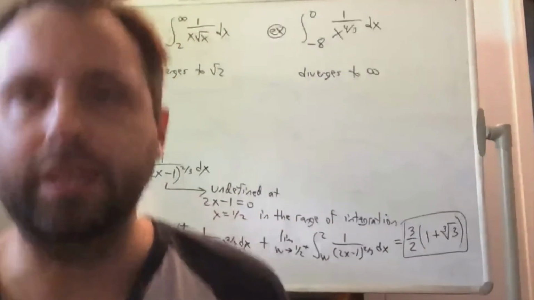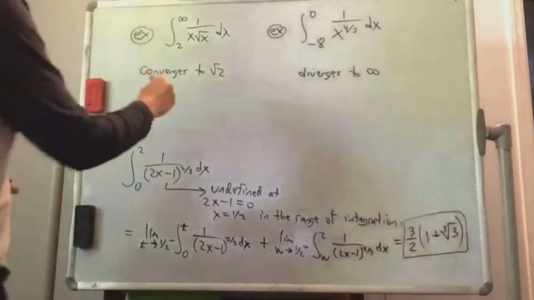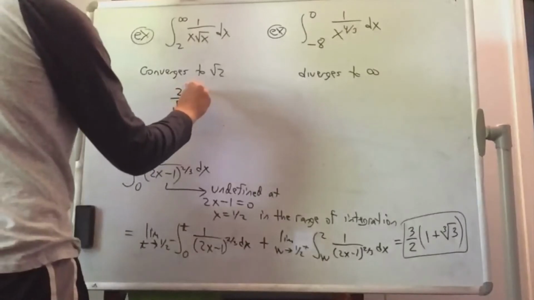All right, let me see. I wrote the wrong answer down. Well, 2 over root 2, you should simplify, right?